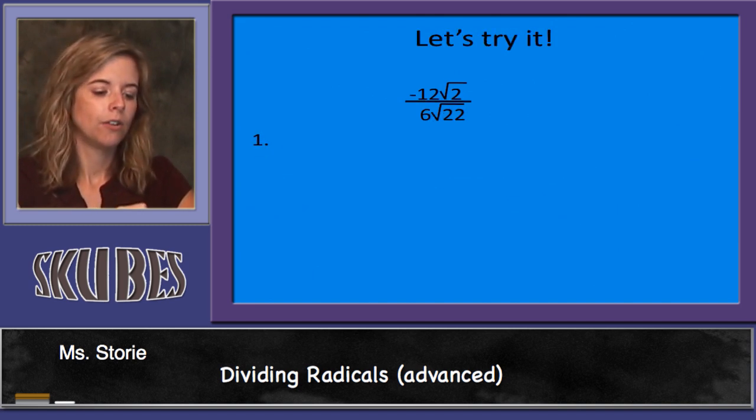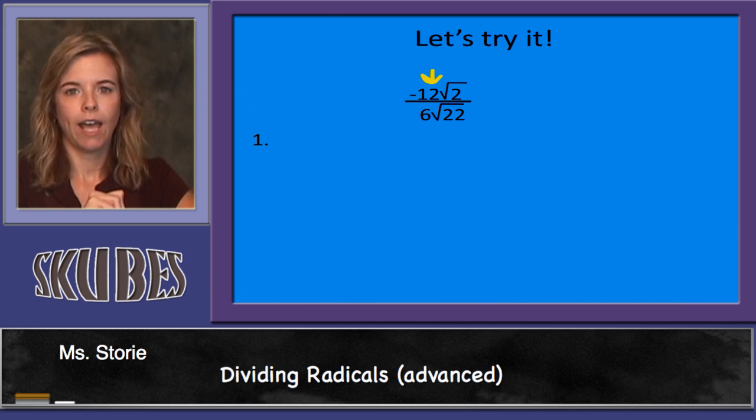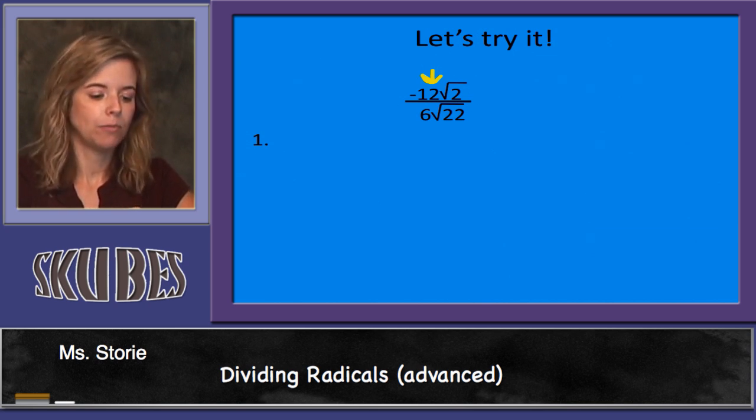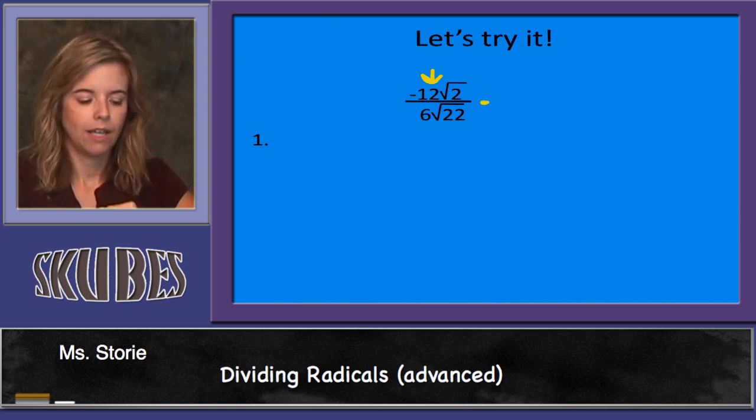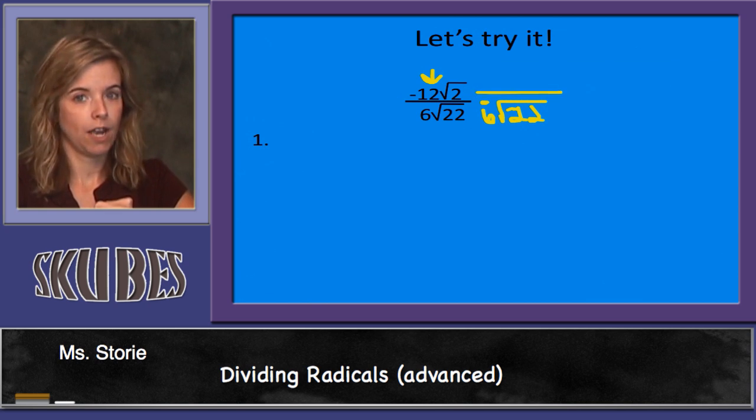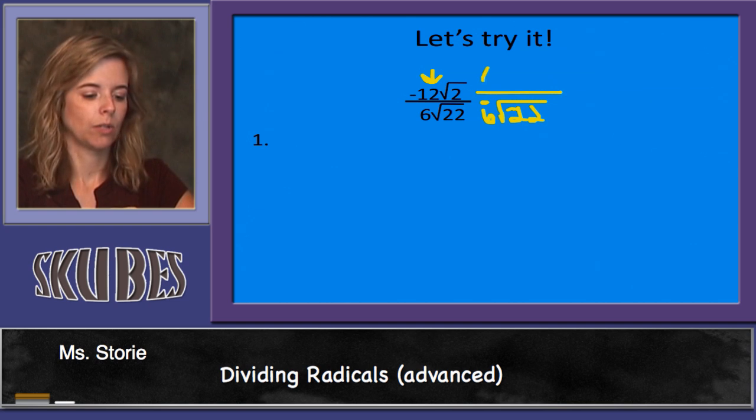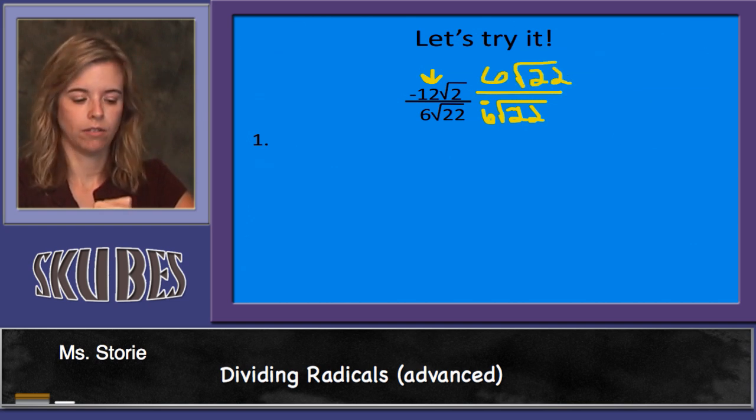So let's try it. Very first step, you're going to have to go ahead and not divide, but rather multiply by the denominator. So that's radical 22 with the 6 out front. And remember, to keep a fraction equal, whatever you do to the denominator, you have to do to the numerator. So we're going to multiply the top, the numerator, by 6 radical 22 as well.